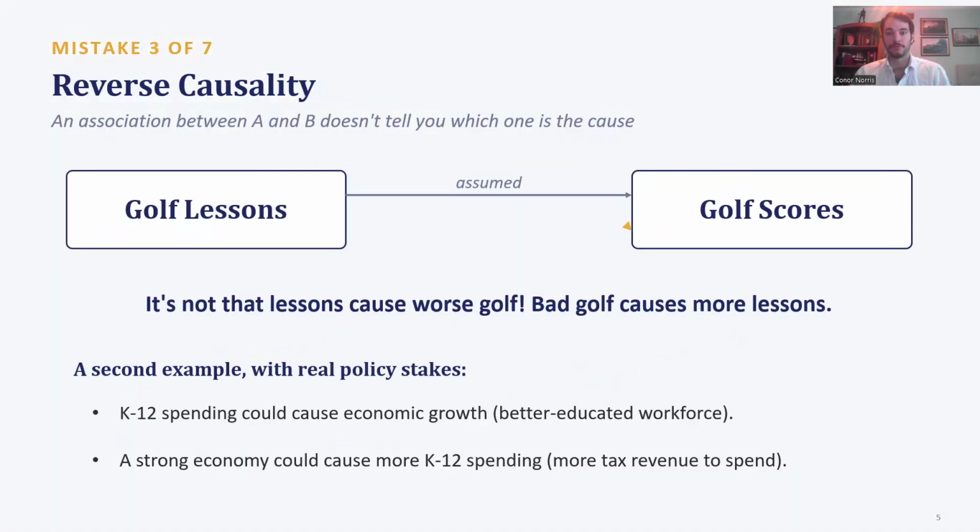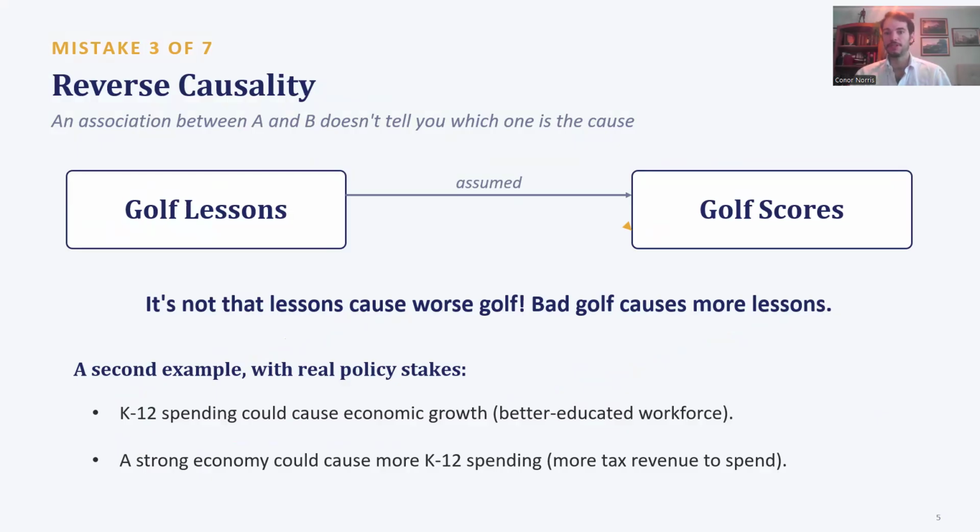Mistake 3 is reverse causality. A relationship between A and B doesn't tell you which one is the cause. So let's go back to golf lessons. If lessons are associated with worse scores, it's probably not that the instructor is terrible and actually making the golf students worse. It's that bad golf causes people to take more lessons. It's not the other way around.